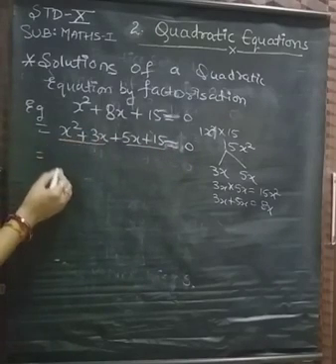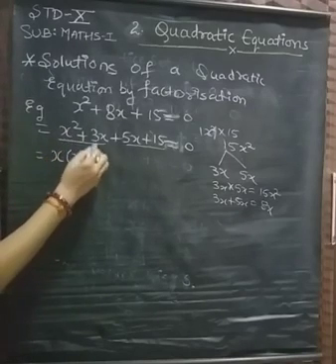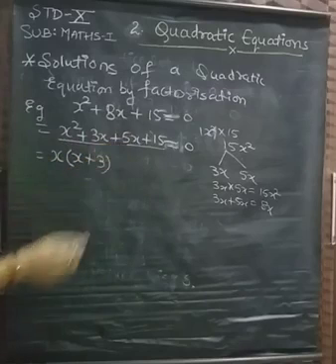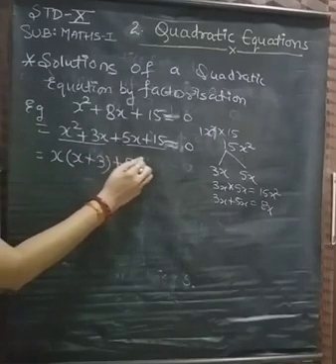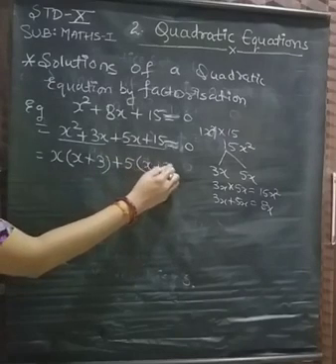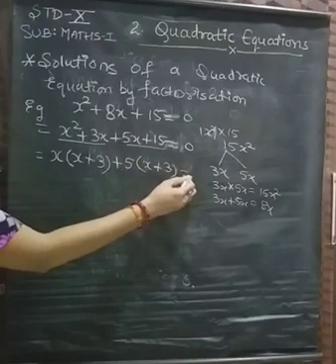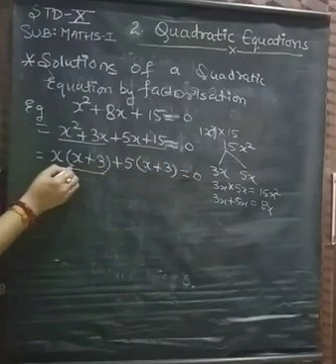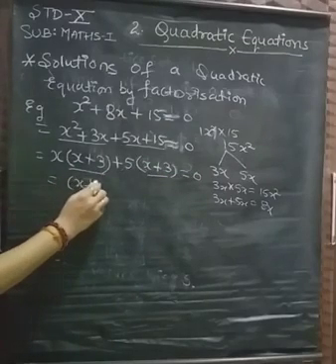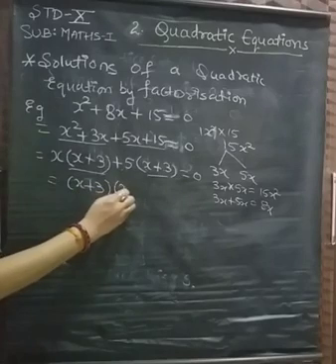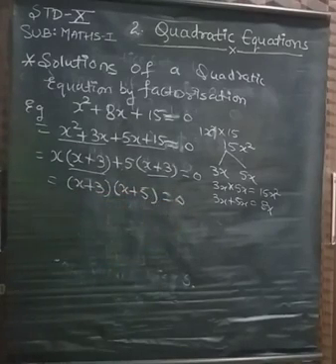Notice x is common over here. Take x outside, so you will get x plus 3. And here what is common? 5 is common. When you take the 5 outside, you will get x plus 3. 5 into x is 5x, 5 threes are 15, equals 0. Now see, x plus 3 is common. So you will get x plus 3 and x plus 5 equals 0.